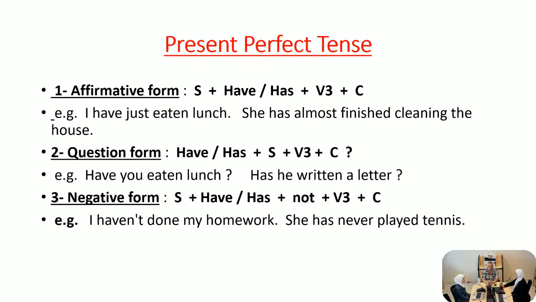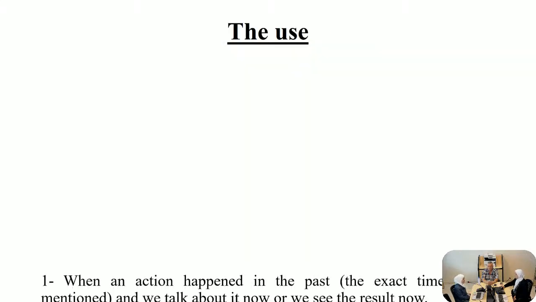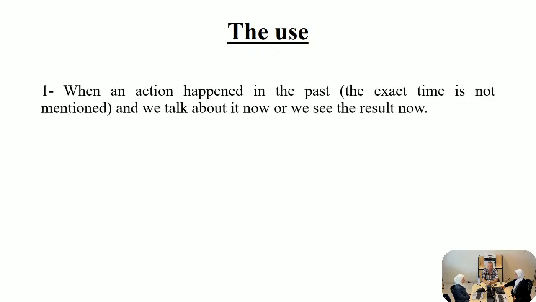She has never played tennis. Note, haven't is the same as have not. Hasn't is has not. The use of the present perfect is when an action happened in the past, the exact time is not mentioned. So the difference between the past simple and the present perfect is that the exact time is not mentioned in the present perfect.